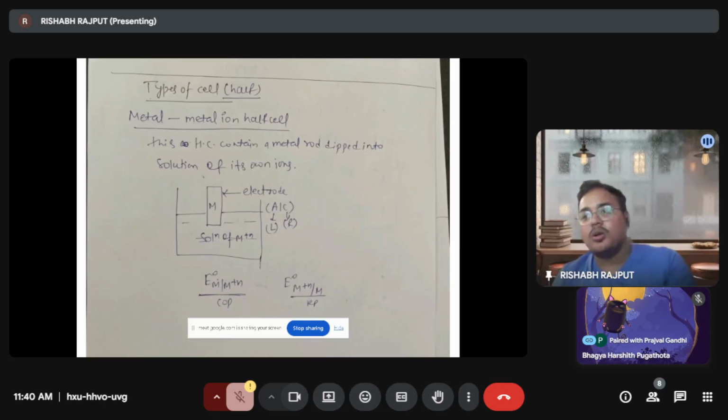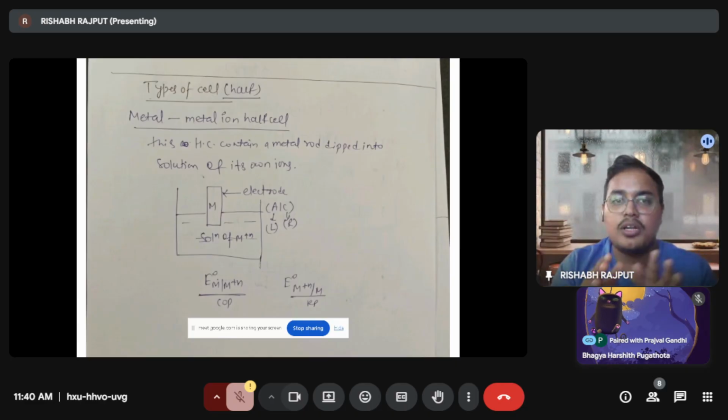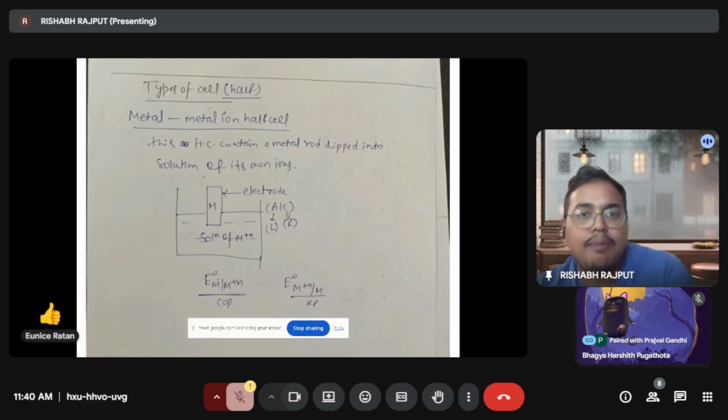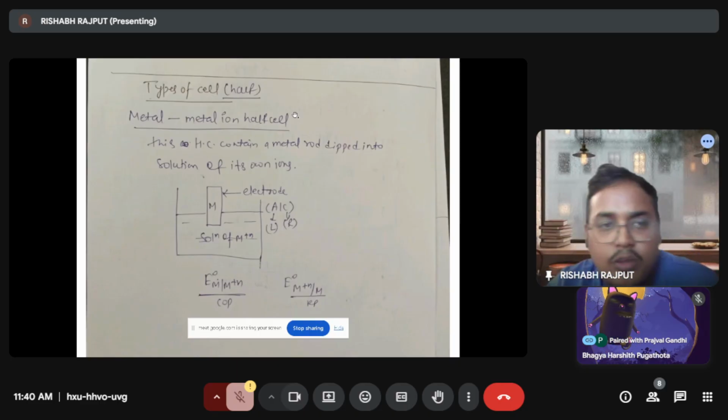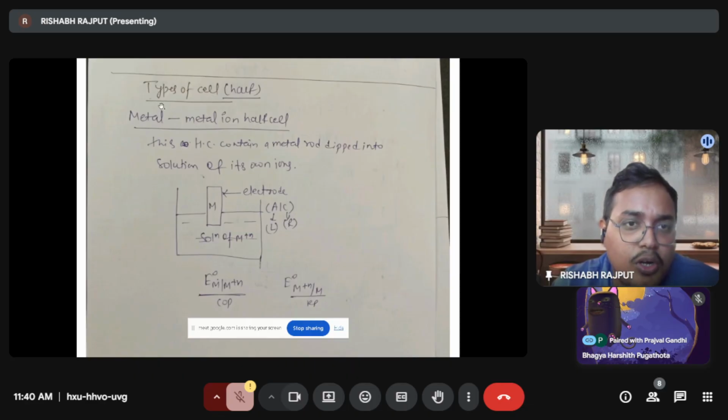Okay guys, do not worry about that. I am not leaving the topic. I will cover it in the later part because it is a theoretical part only. But in numericals, only the metal-ion half cell is important.